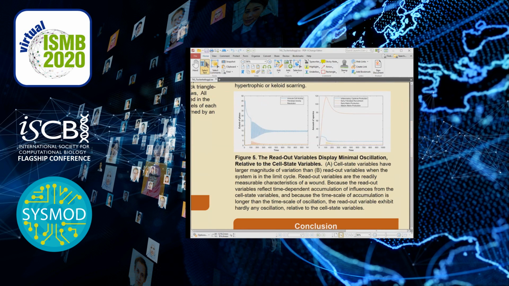Another thing we do in this model is to show that when the wound healing system is trapped in a limit cycle, the cell state variables oscillate with significant magnitude, but the observable readout variables have almost undetectable levels of oscillation. So in other words, the wound oscillation would appear static when it's assessed using the available variables because these are time-integrated variables. This prediction is consistent with the fact that chronic wounds don't look like they're obviously oscillating.